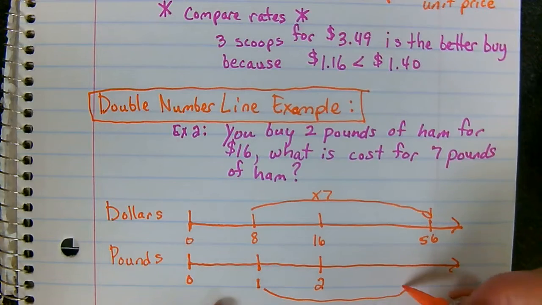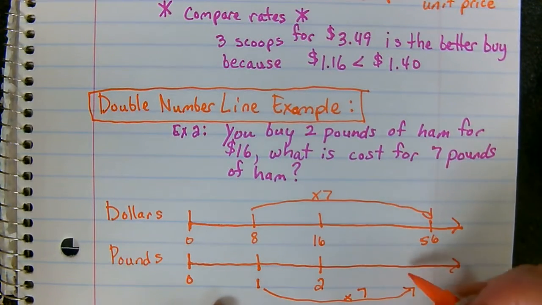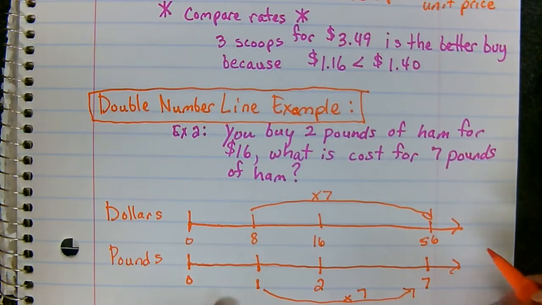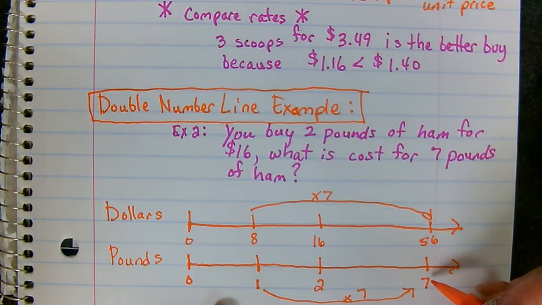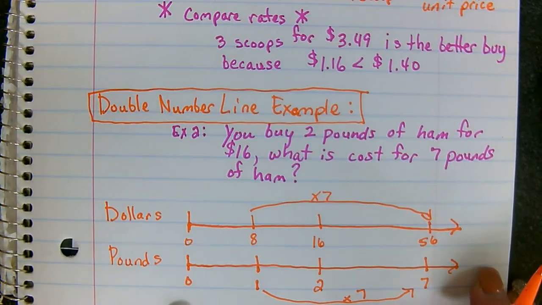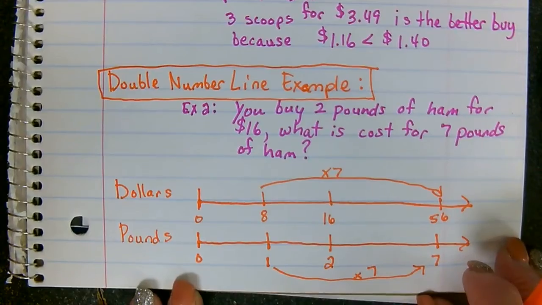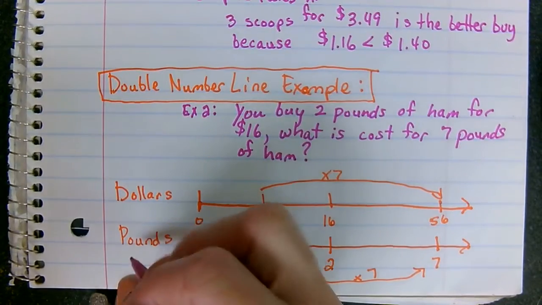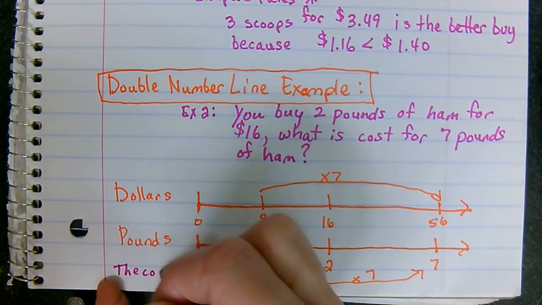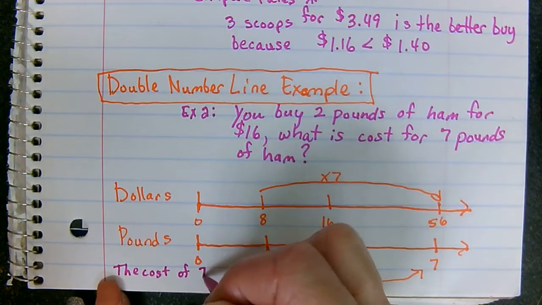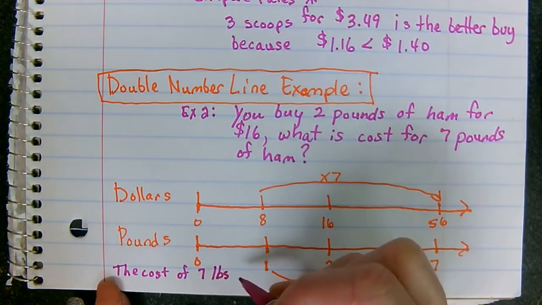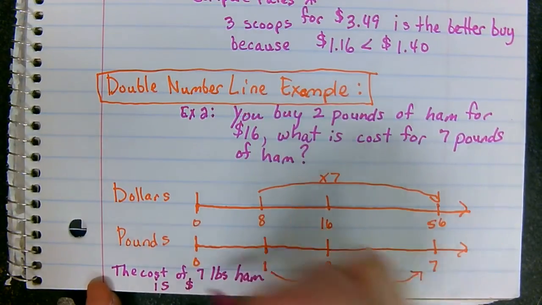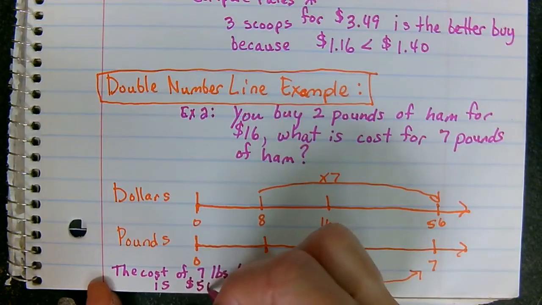So 1 times 7 is 7 pounds. So now you can see 7 pounds of ham costs $56. Alright? So the cost of 7 pounds of ham is $56. I'll just write it right here. 7, I'm going to abbreviate pounds. Ham is $56. There you go.